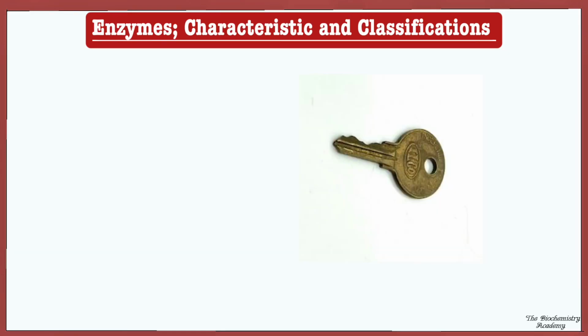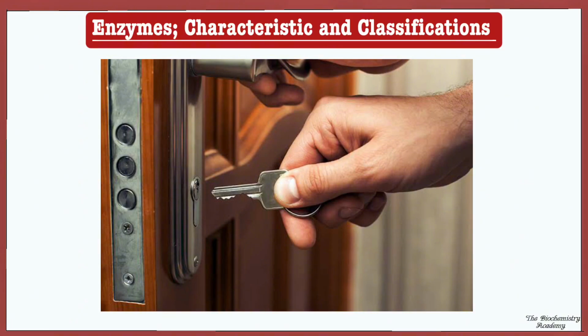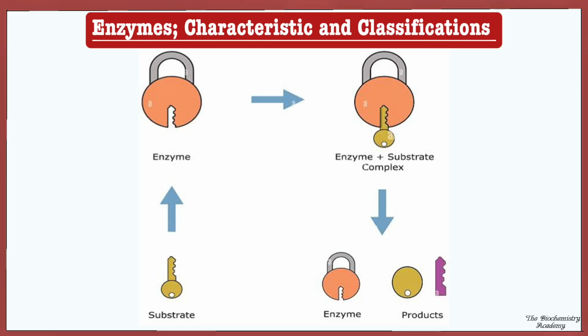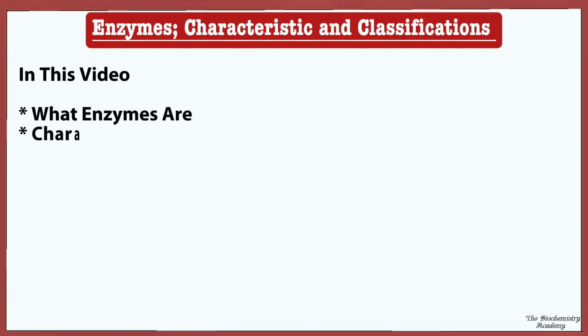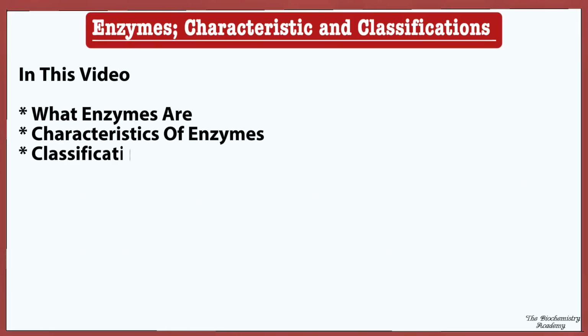Imagine you have a special key that can only open one specific door. Now, this door represents a chemical reaction, and the key is like an enzyme. Just as a key fits perfectly into its lock, enzymes are highly specific proteins that fit perfectly with their substrate to facilitate or speed up biochemical reactions. Now, in this video, we will focus on understanding what enzymes are, the characteristics of enzymes, and we will also talk about the classification of enzymes.